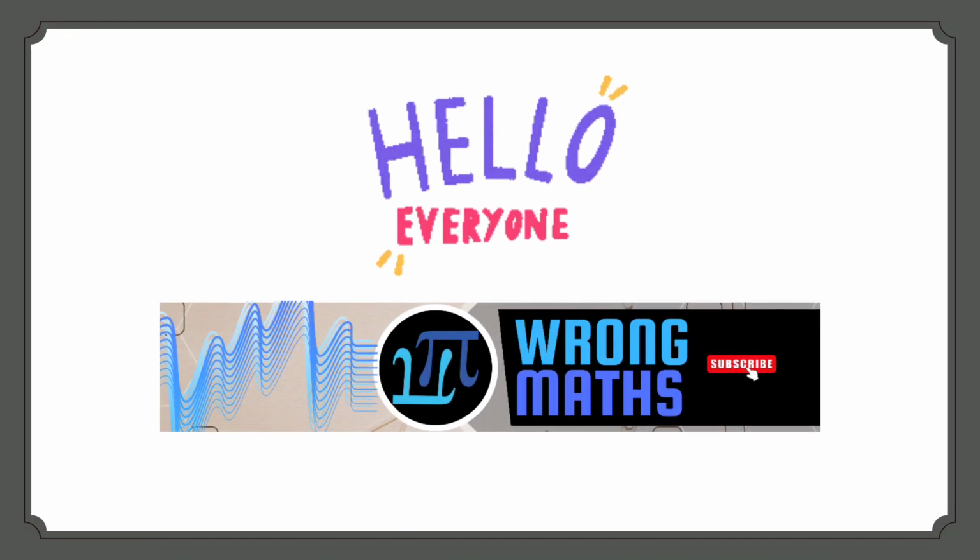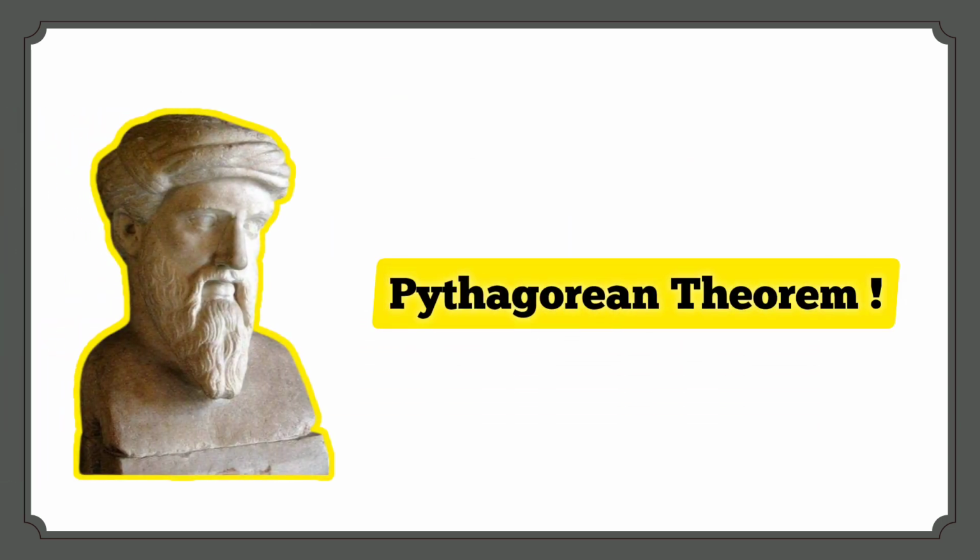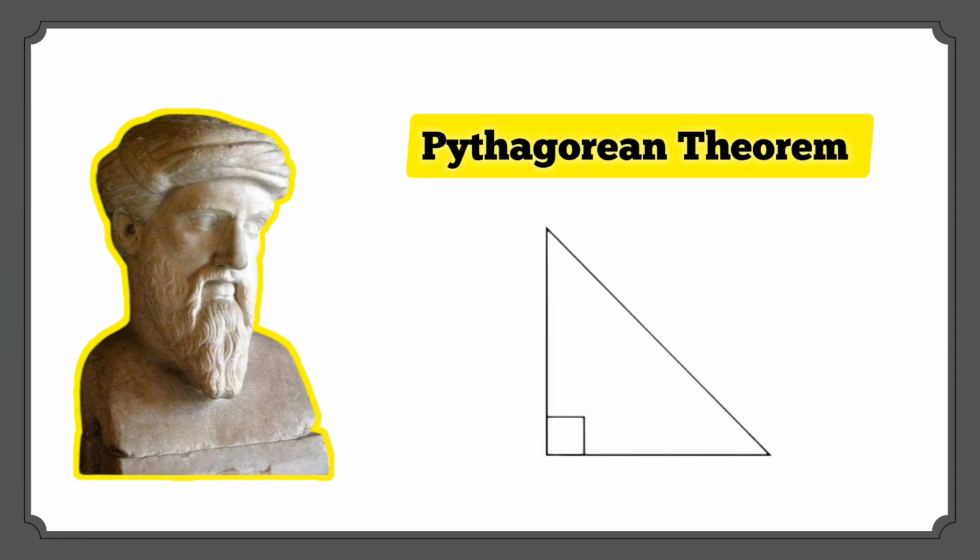Today we are going to explore one of the most popular theorems of mathematics, the Pythagorean theorem. The Pythagorean theorem states that in a right-angled triangle, the sum of squares of both of its legs, perpendicular and base, is equal to the square of the hypotenuse.